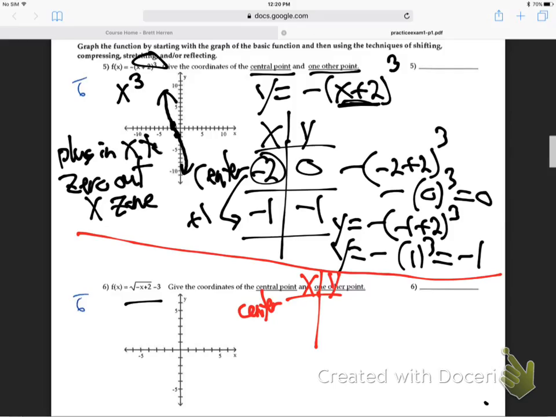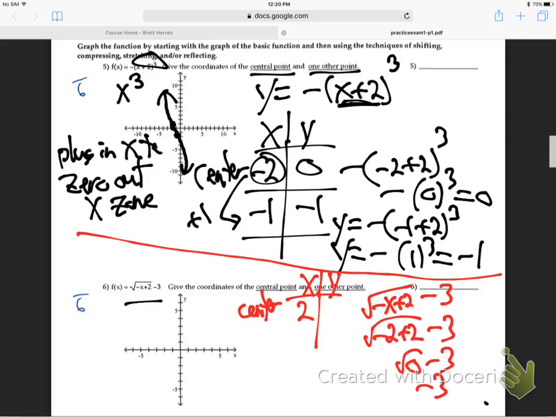Okay, so what's going to zero out that x zone? Positive 2. Does everybody see that? Because you're plugging into negative x plus 2, with the minus 3 on the outside. So plug in the 2. Regular 2, because the negative's already there in the formula. So you get root of 0 minus 3, which gives minus 3. Is that making sense? So that's going to be the center point. Let's put that on the graph. Over 2, down 3. Right there. Is that good to there?